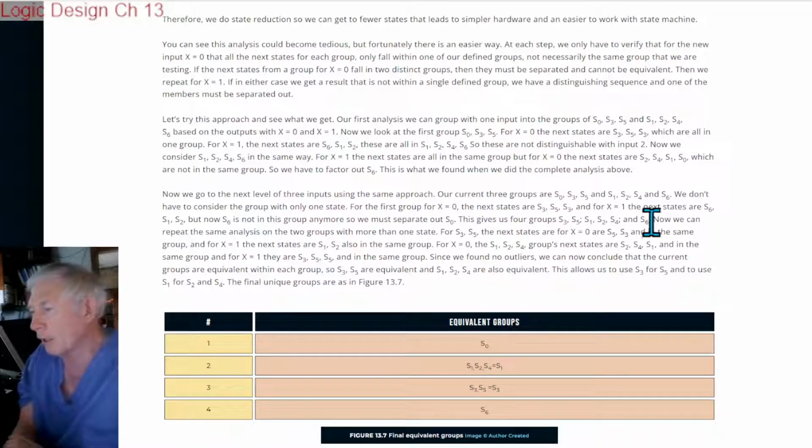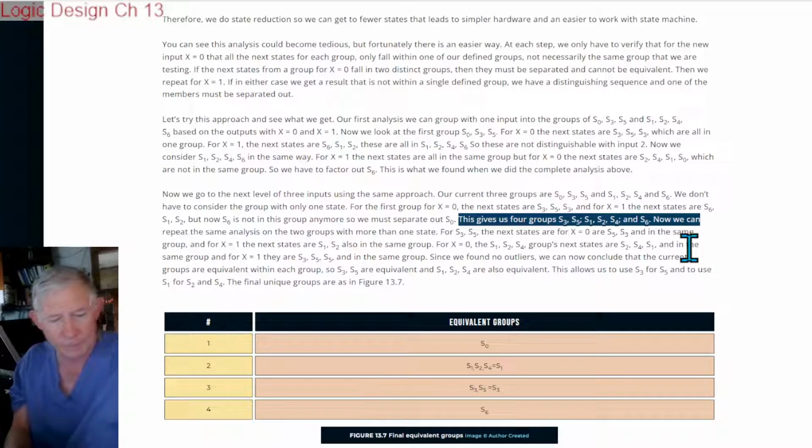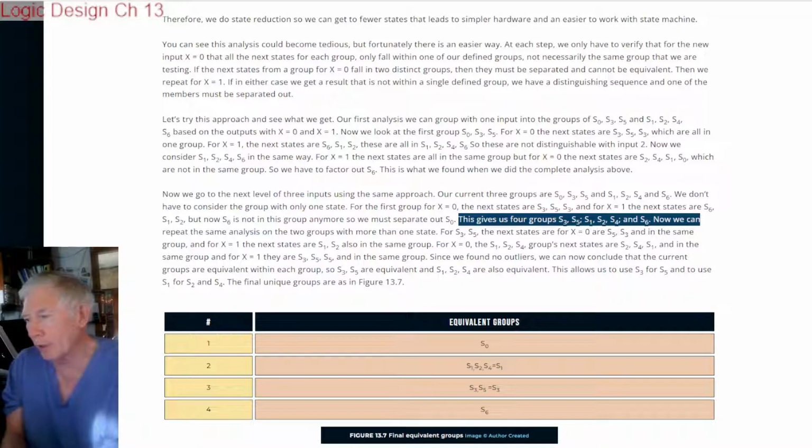S6, and also S0. Yes, that verbiage has to be changed. You can see that here we should have S0 semicolon, S3 comma S5 semicolon, S1 comma S2, S4 semicolon, and S6. 4 groups. S0 being one of the other groups that was missing from that statement.